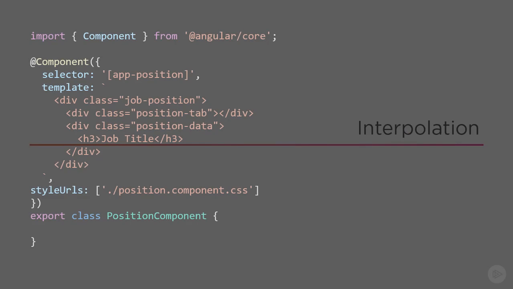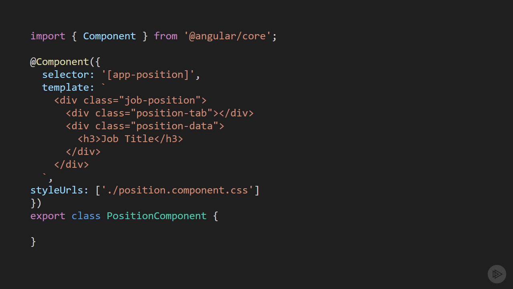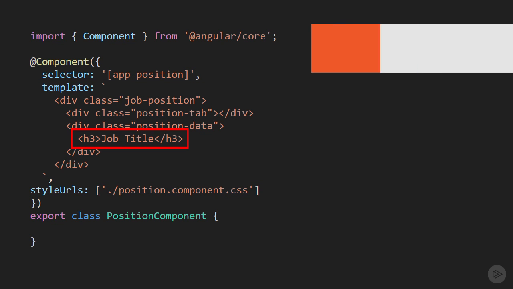Interpolation refers to taking a variable or some expression and showing it within our template. Let's take a look at some examples. Here we have a component, and there's a lot going on style-wise. We have a few divs and they all have classes, but we're not too concerned about that. The key thing we're going to be working with is this H3 job title right here.